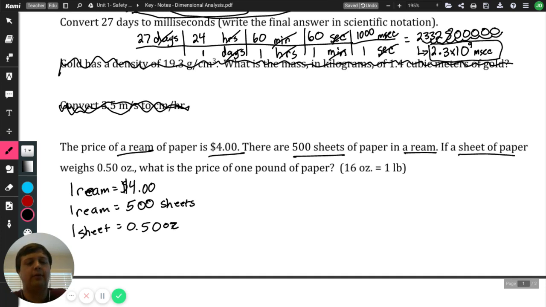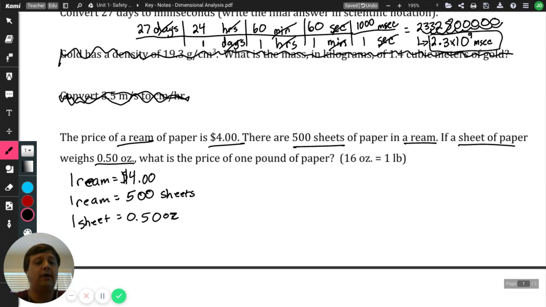So we used that, and we used that. And then the question is, what is the price of 1 pound of paper? So what we're looking for is, what is the price of 1 pound? Well, they also give us this conversion factor here. So there's 16 ounces, and that equals 1 pound.